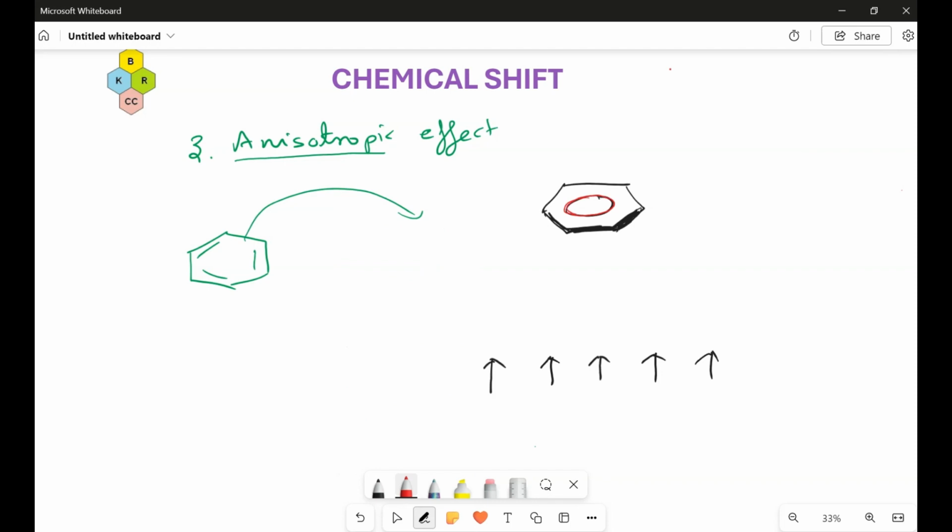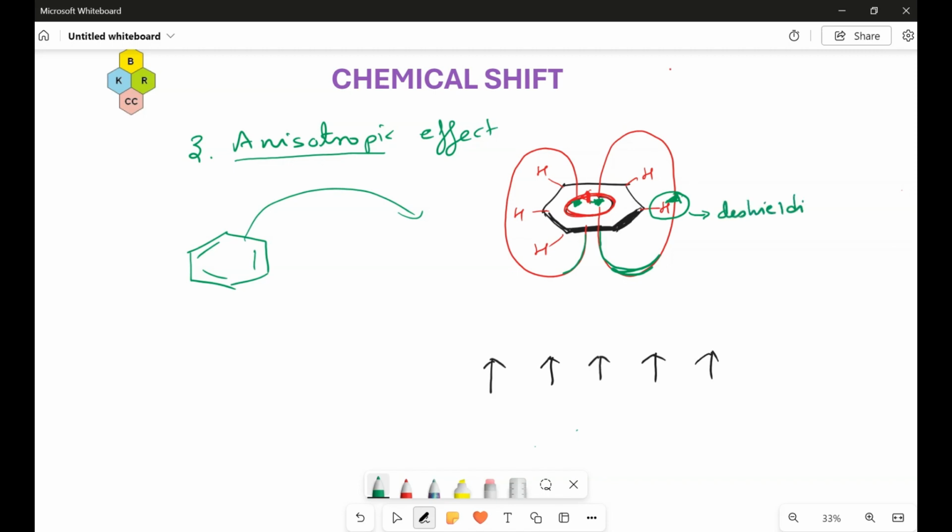If this is the ring current which is generated, this ring current will generate a secondary magnetic field which will go like this. This secondary magnetic field aligns with the external field near the outer protons. Aligning means it is giving more field to the protons, so it becomes de-shielding. And opposing means whatever is present in the center: if you have a hydrogen in the center, here we don't have, but you would have shielding in the inner proton. Outer protons will experience a de-shielding zone because the secondary field is aligning with the external field.